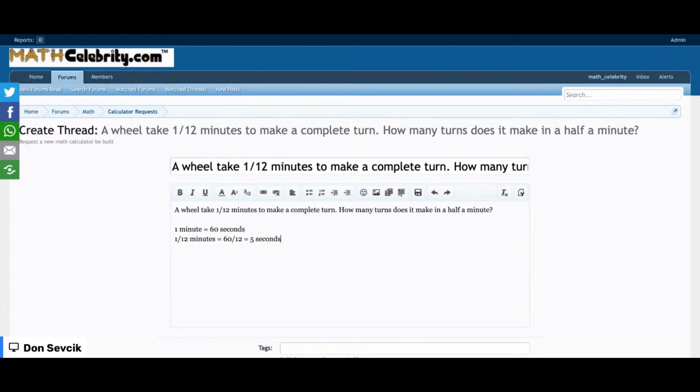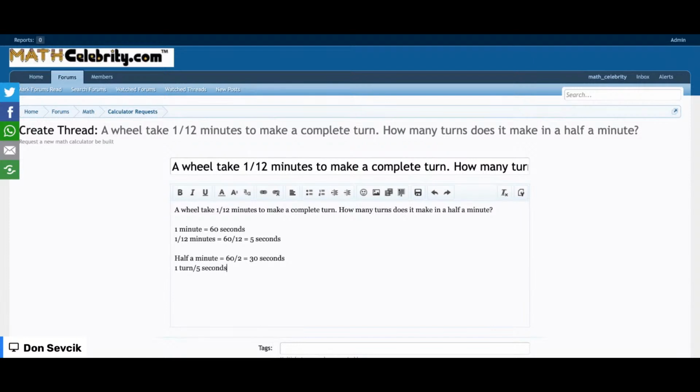So there's 60 seconds in a minute. 1/12 of that is 5 seconds. Half a minute equals 30 seconds. Or 60 divided by 2 equals 30 seconds. So we know that a complete turn is done every 5 seconds, right? 1 turn per 5 seconds. 1 turn every 5 seconds.